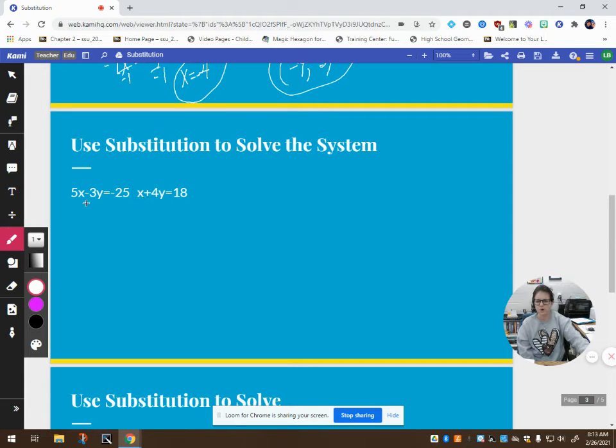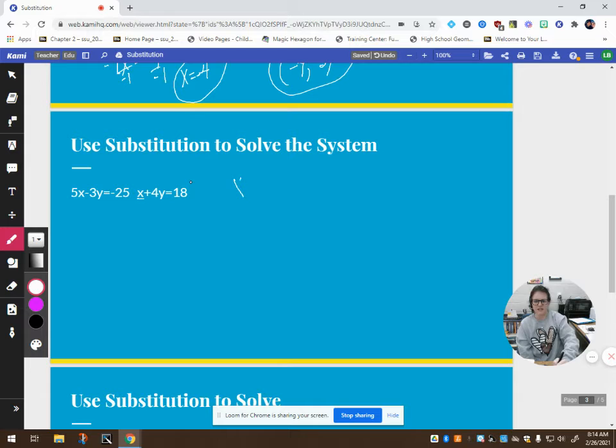I see a little bit of a problem. I don't have any variables totally by themselves on either side of the equal sign. So we're going to have to do a little bit of work before we can solve using substitution. Looks like it'd be pretty easy to get this x by itself, right? All I'm going to do is take this 4y and move it to the other side.